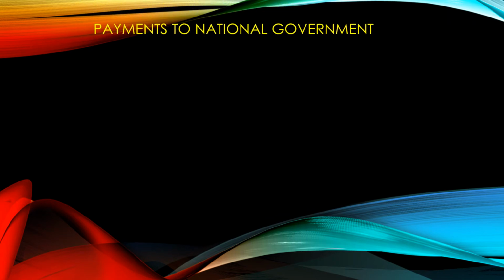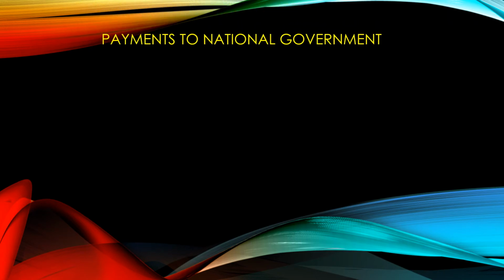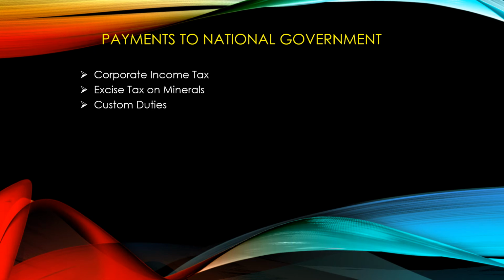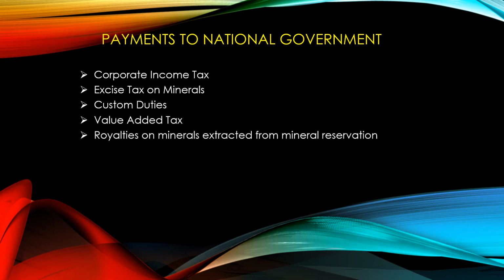From this slide, we have a list of payments to the national government. First, corporate income tax, excise tax on minerals, customs duties, value added tax, and royalties on minerals extracted from mineral reservations. And then documentary stamp tax. Lastly is the capital gains tax.